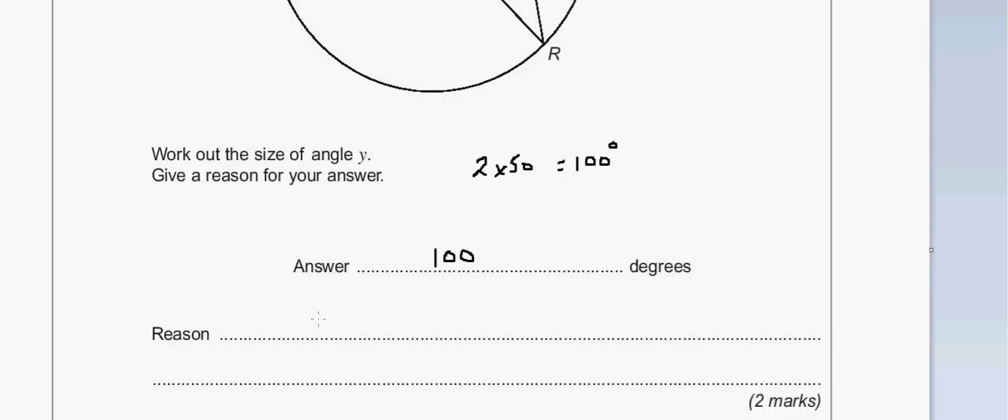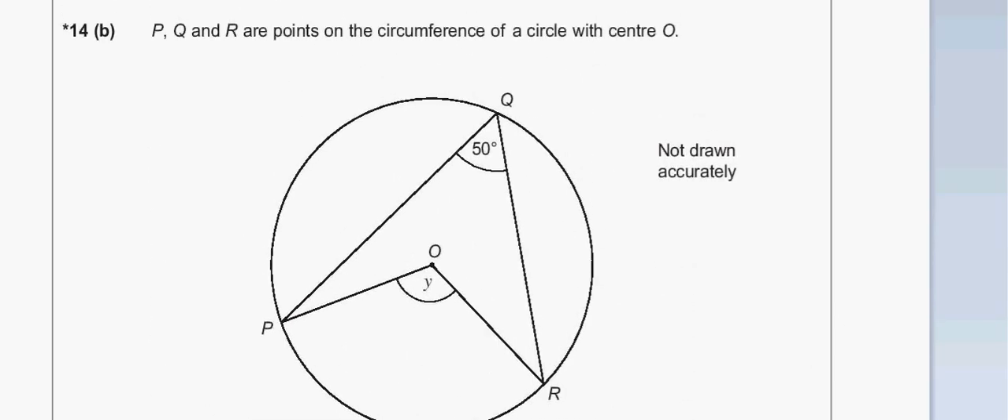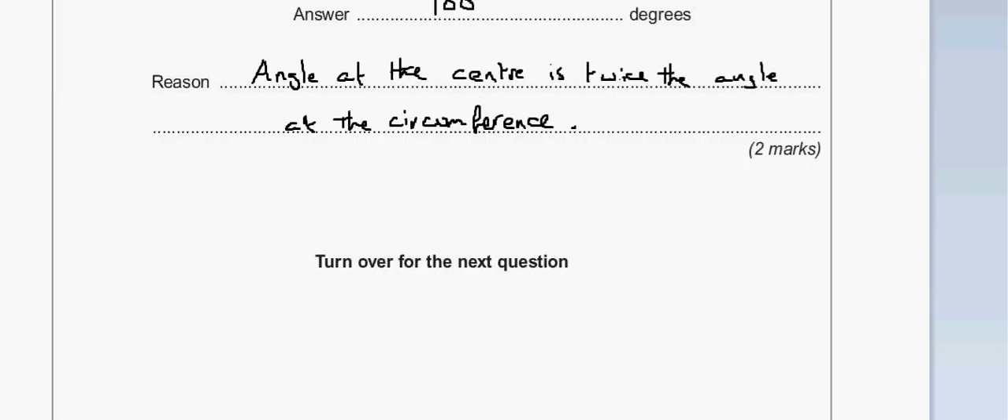Now the reason why is just literally that the angle at the centre is twice the angle at the circumference. And again, 2 marks for this, so 3 marks overall for very basic circle theorems. So circle theorems are very worthwhile knowing. Again, a nice simple question. So I'll stop there and then I'll go on to the next set of questions.